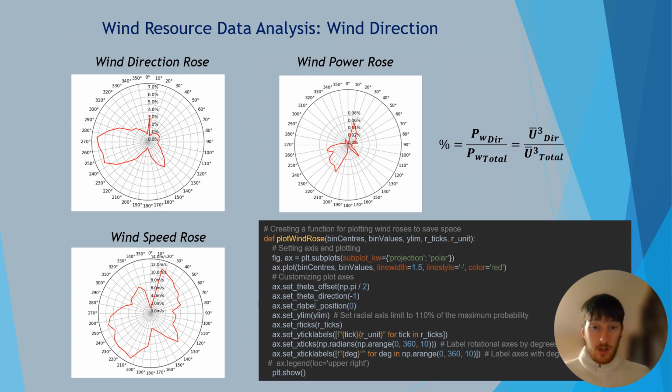So looking at the three plots, the southwesterly direction seems to be more prominent in the power and wind speed. So I'll be taking that into account later when designing the layout.